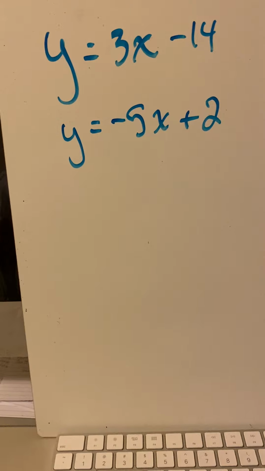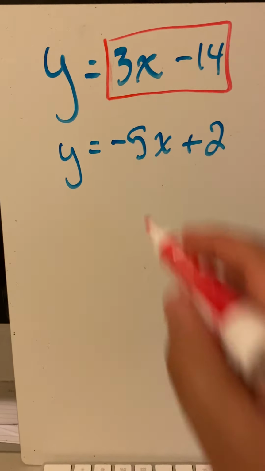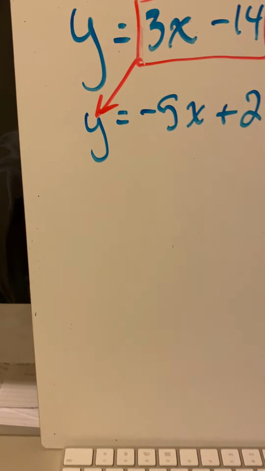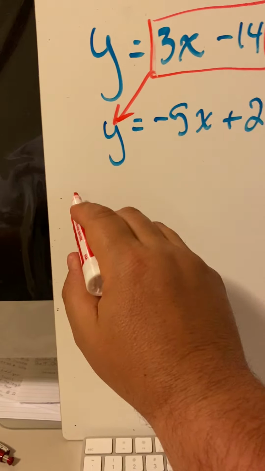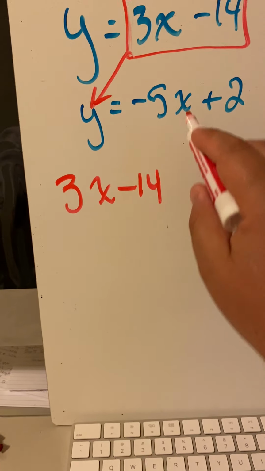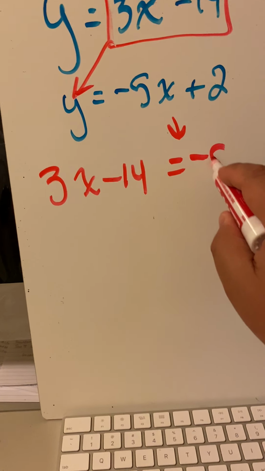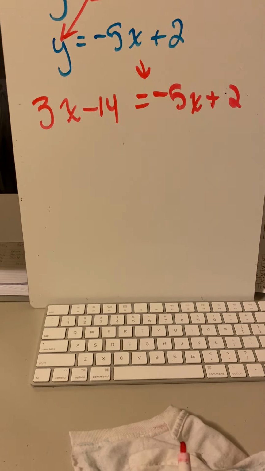But I also know that I could just take this chunk because it tells me y equals this. And I substitute it in for the y down here. So instead of it being a y here, it actually is 3x minus 14. And this side just comes down. Negative 5x plus 2. Now it's a two-step equation with variables on both sides.